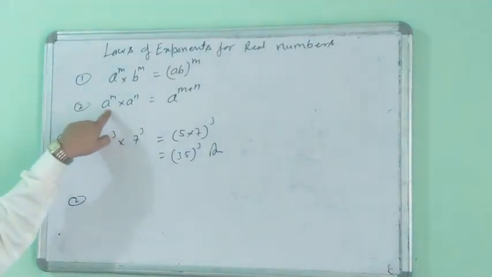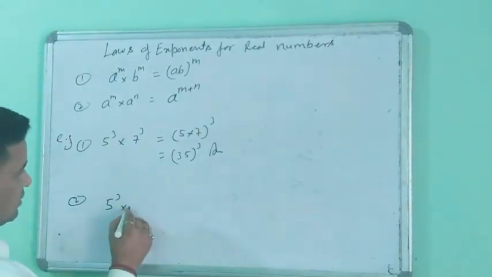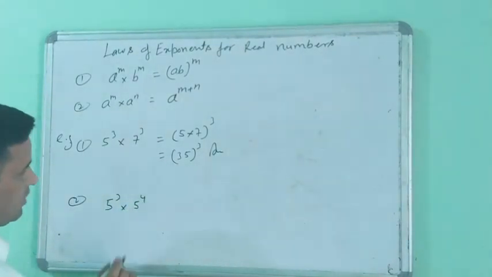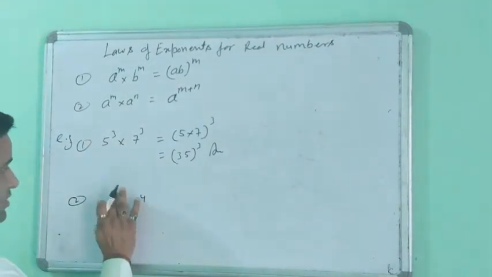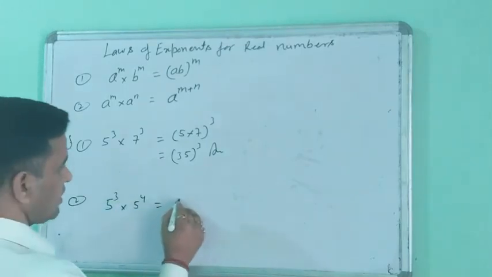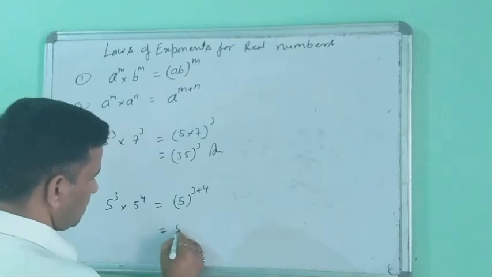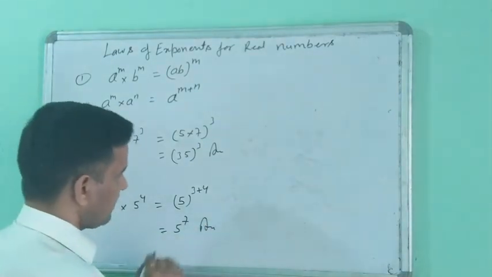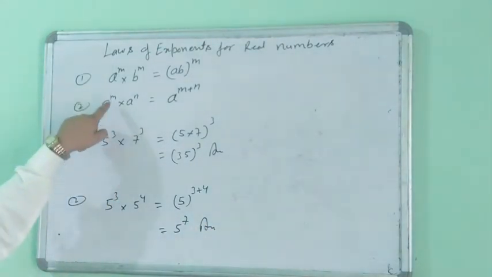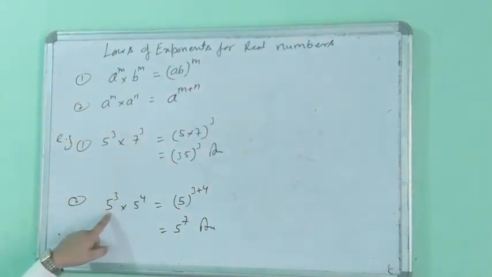Second rule, second example here. When the base is the same, 5 exponent 3 into 5 exponent 4. Now look here, the base is the same, the exponents are different. What result comes here? 5 exponent 3 plus 4, so 5 exponent 7. This is the result, and this one is your answer. This is the example of the first rule and this is the example of the second rule.